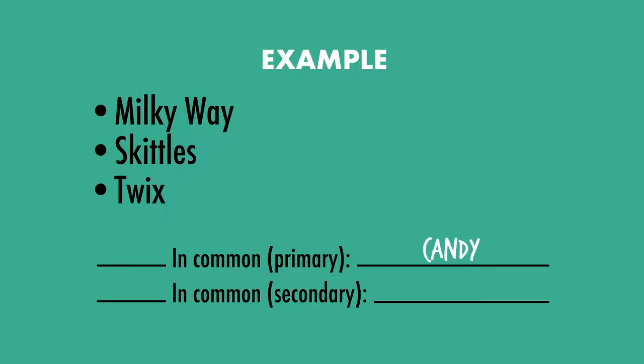You'd write candy in the blank labeled primary. But also, and not as obvious, is that they are all made by the Mars Company. So to get additional credit on this one, you would have written made by Mars or something similar in the secondary blank. That's how the game works.